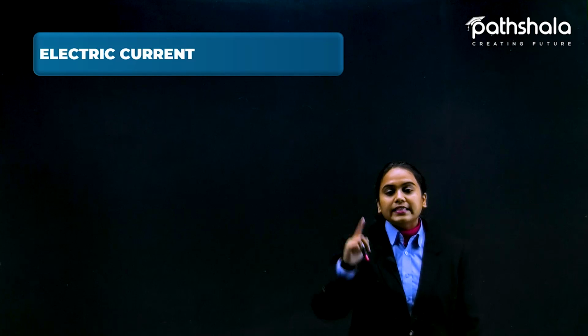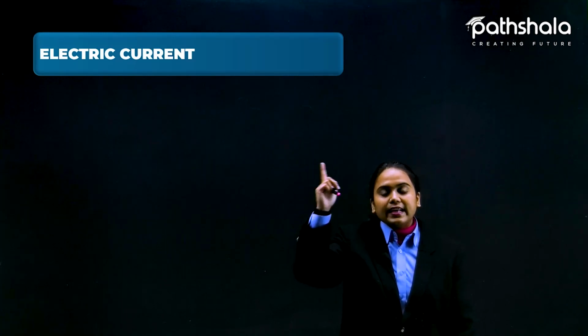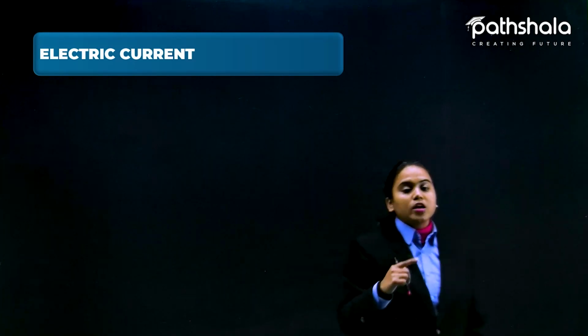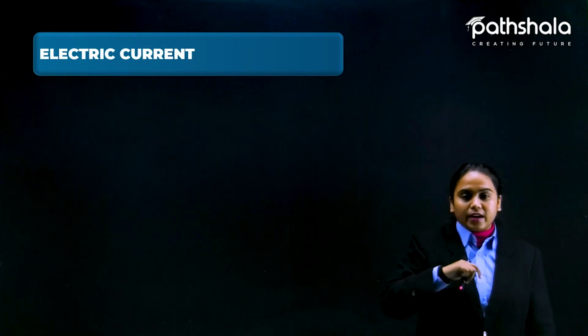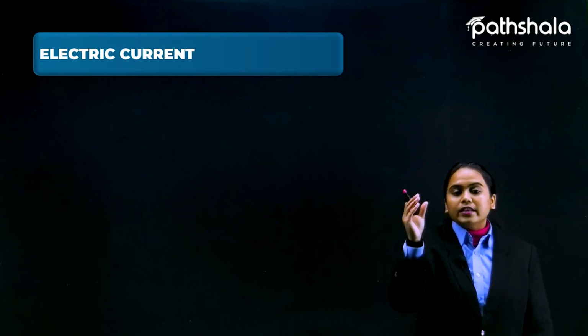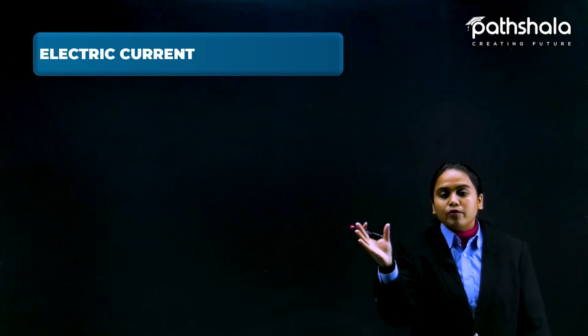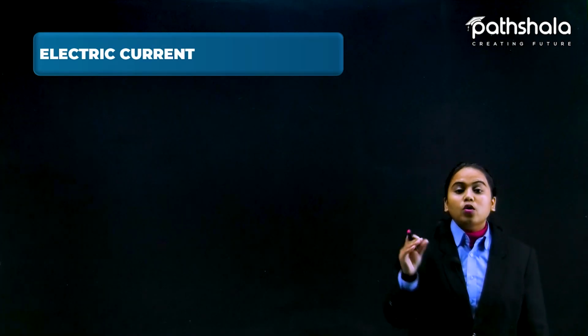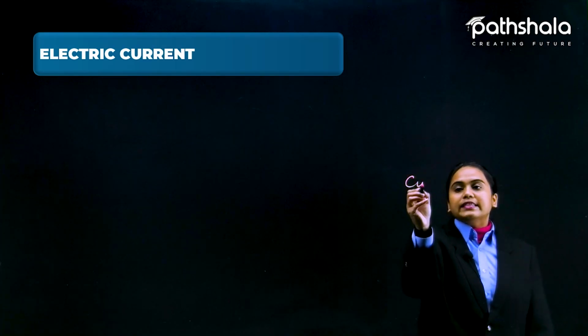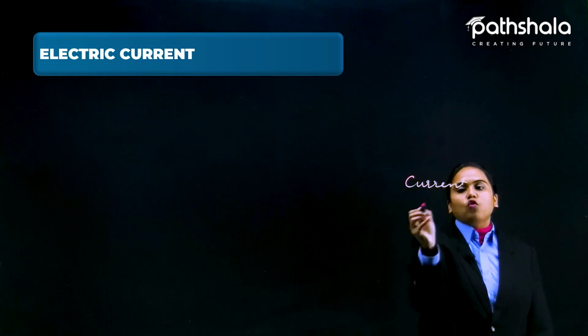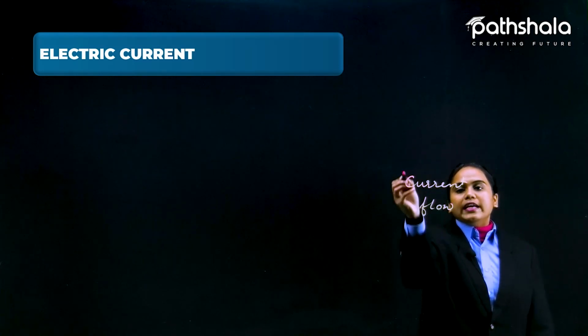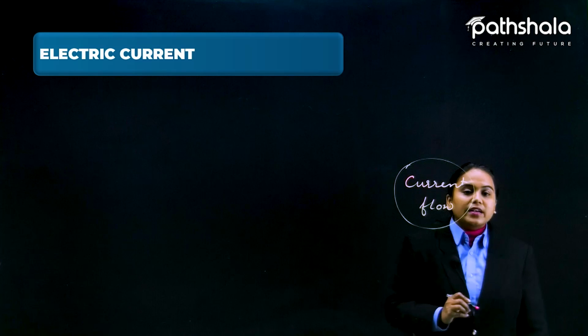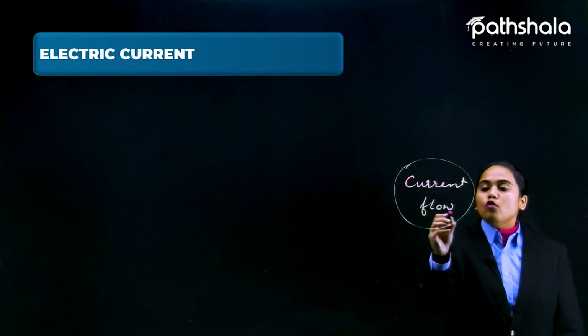So here is the other one, that is electric current. Static electricity does not allow charged particles to move from one place to another. Now, current means that something is in flow. So in this case, the charged particles are actually moving.